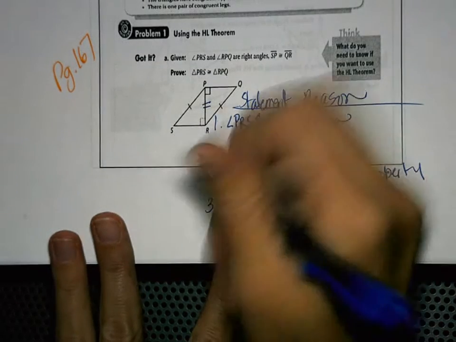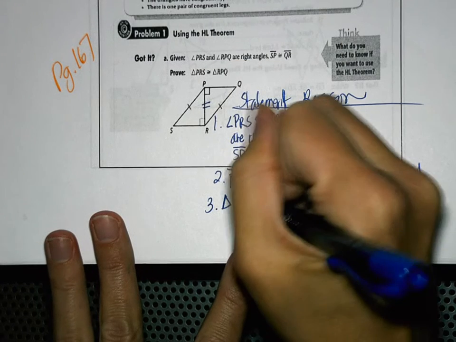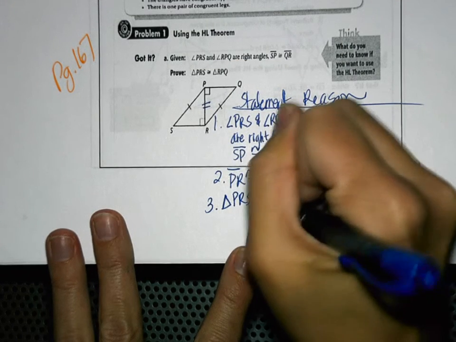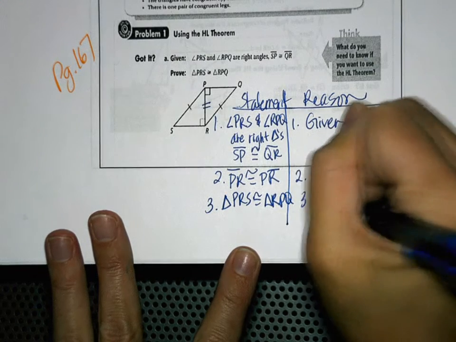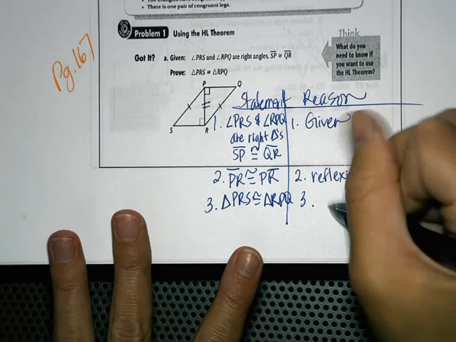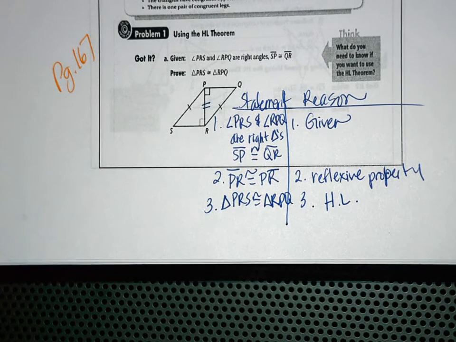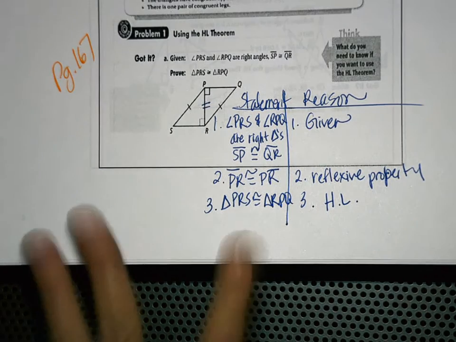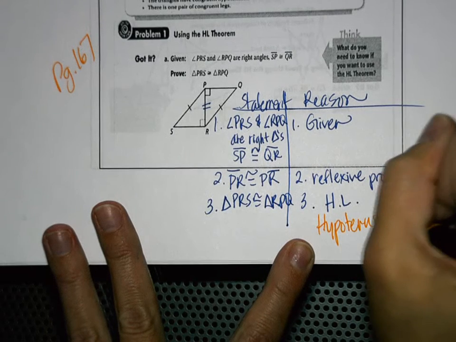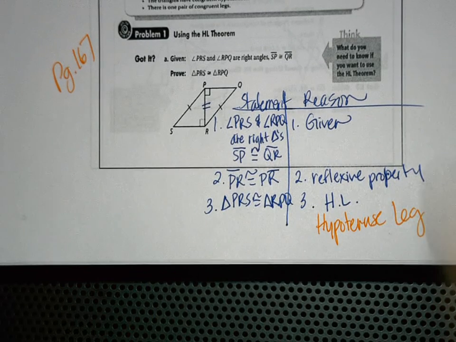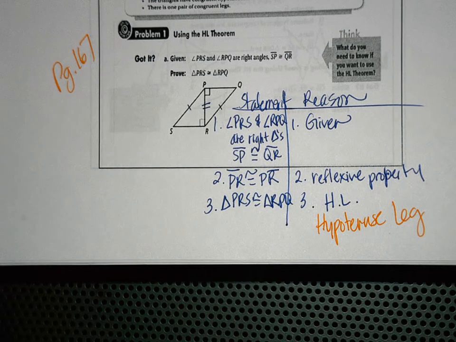So now we do our proof, and it is triangle PRS is congruent to triangle RPQ, and that was by which method? Hypotenuse leg. And we just have to write HL. If you want to write what that stands for this one time, you can. Okay, any questions here?